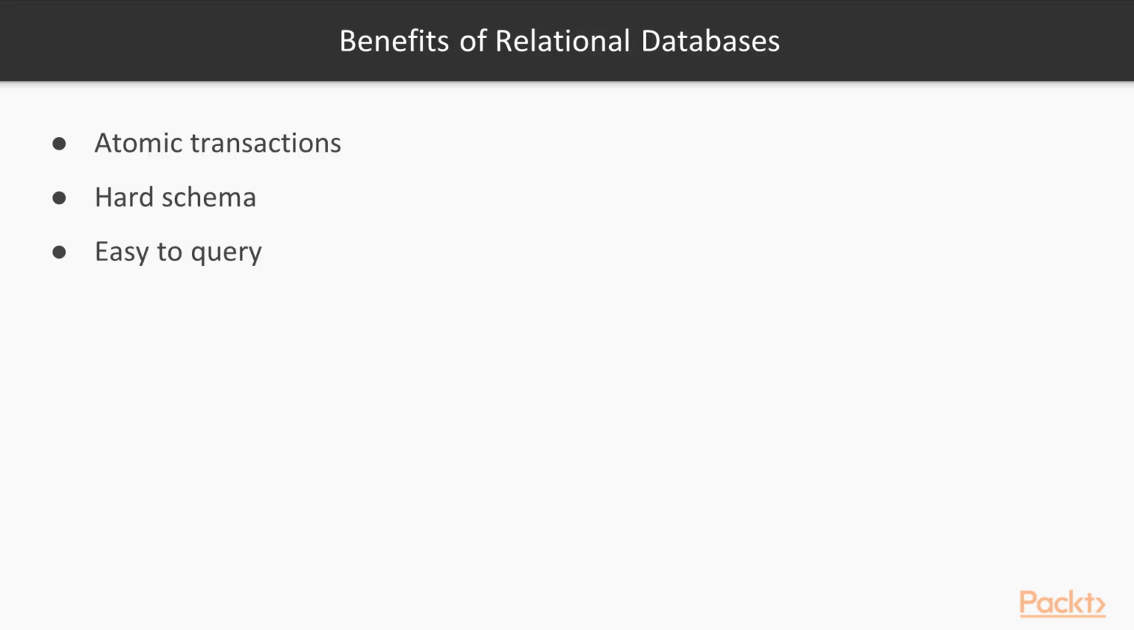Benefits of relational database are that the atomic transactions, the ACID transactions in general are very good and very important, and one of the best things of relational databases. The hard schema is good because you know what is in the database and you can manipulate it easily, so it's a good and a bad thing. And then because of SQL, it's easy to query.